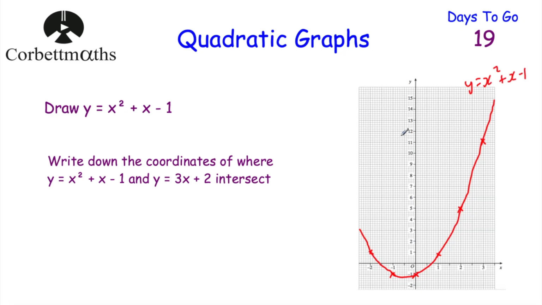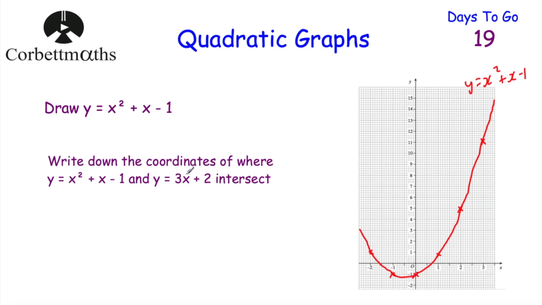And previously in these 100 days ago videos, we looked at how to solve simultaneous equations graphically. And sometimes you may have a question where you've been asked to draw a quadratic graph, and then you might get something like this, where it says write down the coordinates of where the graphs y equals x squared plus x minus 1 and the graph y equals 3x plus 2 intersect. So we've got the graph of y equals x squared plus x minus 1. We've drawn that, or maybe given to you.